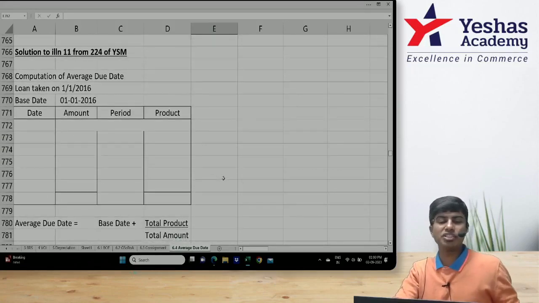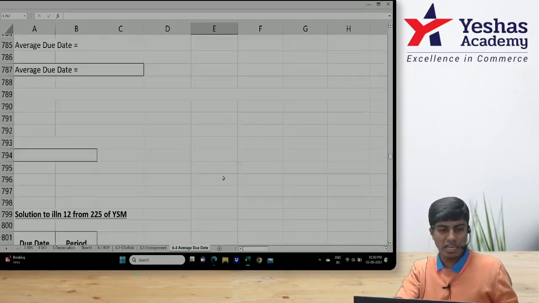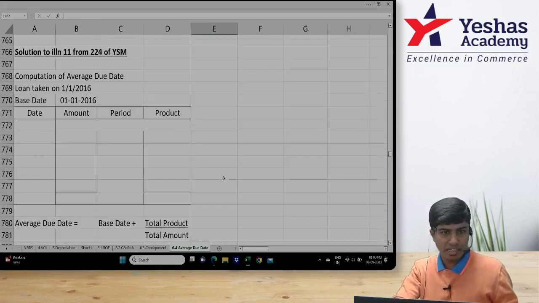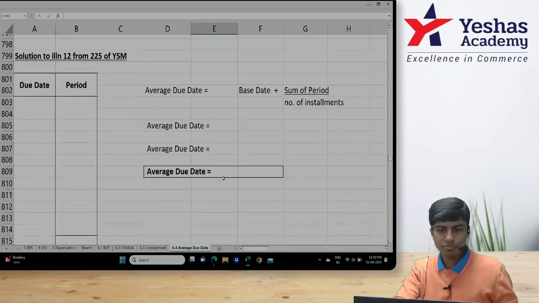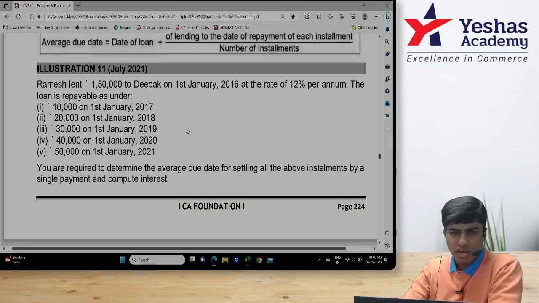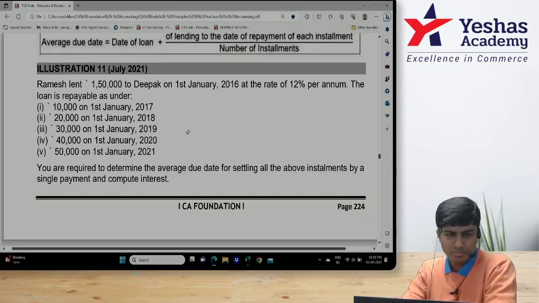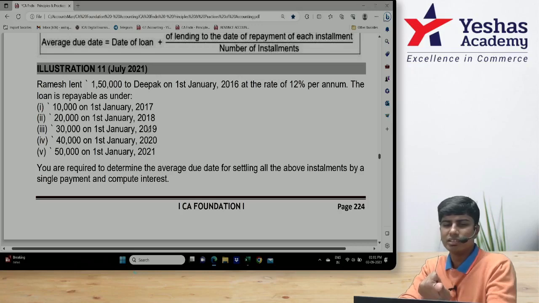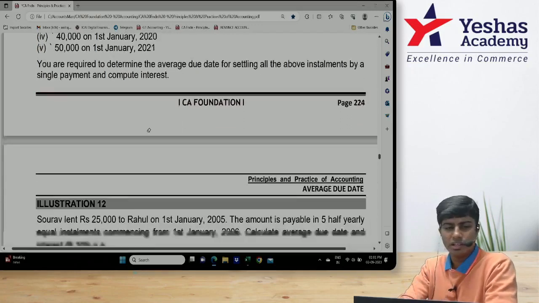Based on this, we'll do illustration number 11. Actually, have a look at the 12th one. The 11th one we can also do, but the amounts are different, so we'd have to do it the normal way. The 11th one we should do the normal way. Do the 12th one.